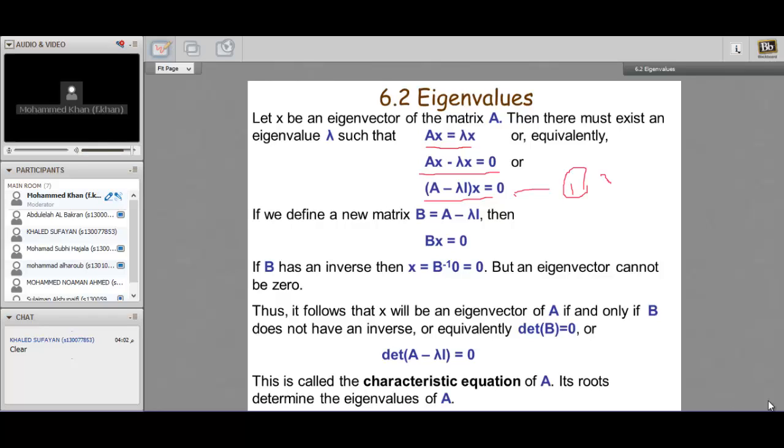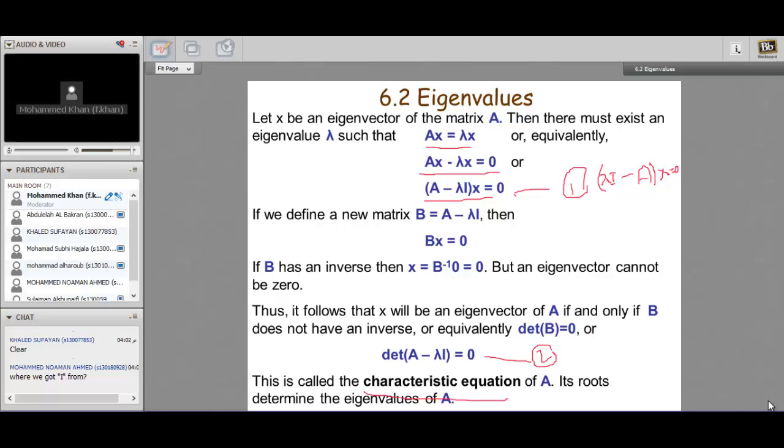So either we can write (A minus lambda I) x is equal to 0, or sometimes we can write (lambda I minus A) x is equal to 0. In some books you will see that they write lambda I minus A times x is equal to 0. Both the things are the same. There is no change.